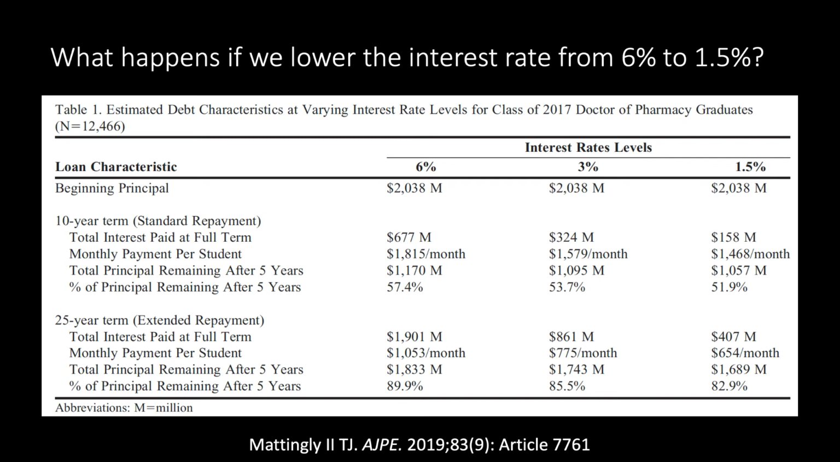Based on the beginning principal, there's about $2 billion in debt that went out to about 12,000 students graduating in 2017. I did a quick model for a 10-year term and a 25-year term, because those are the two most common repayment plans, the standard repayment plan and the 25-year extended repayment plan. And I mapped out, just like I did earlier, total interest, a monthly payment per student, and then the total principal that would be remaining after 5 years.